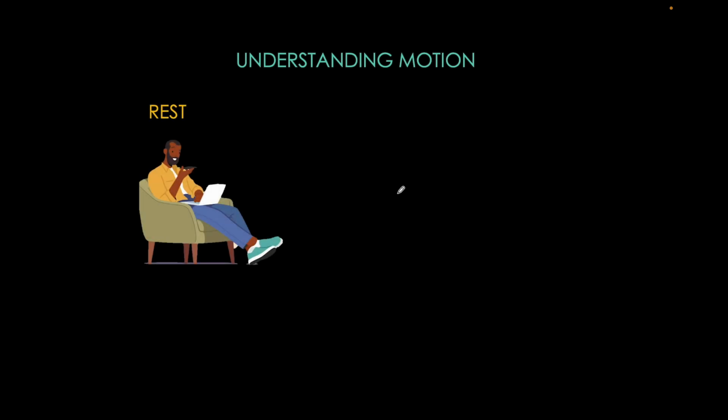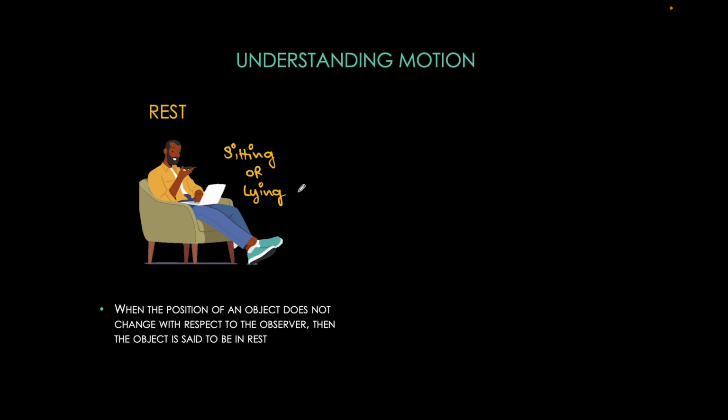Before understanding motion, we need to understand what rest is. So, if a person is, let's say, sitting on a chair, or let's say if a person is lying on a bed, right? So, we can say that the person is at rest. Basically, the person is not changing his position. And so, if we need to write the definition of rest, which by the way is very important from examination point of view, we can write that when the position of an object does not change with respect to the observer, then the object is said to be in rest.